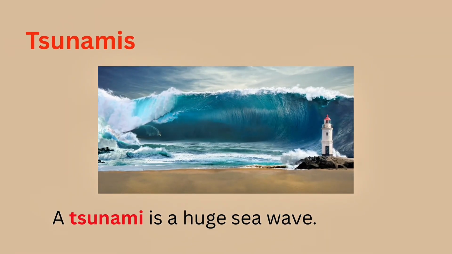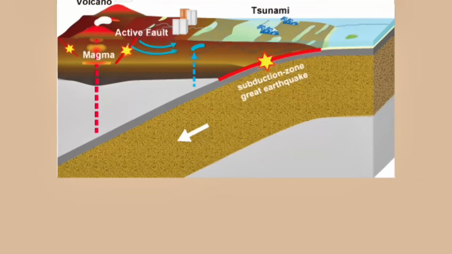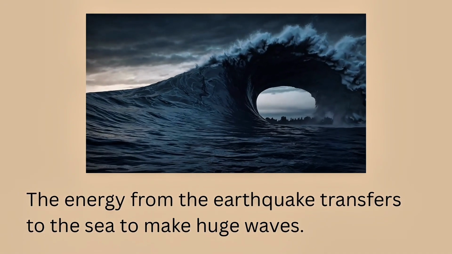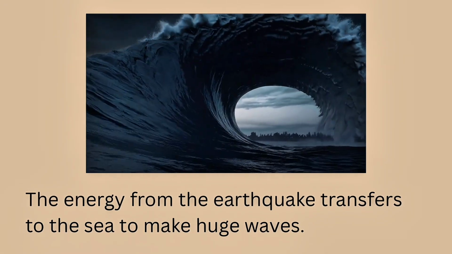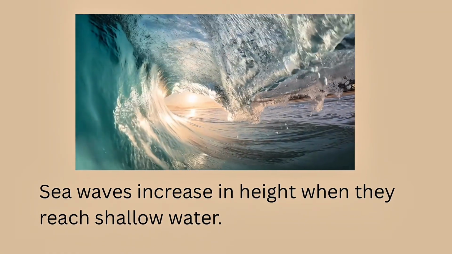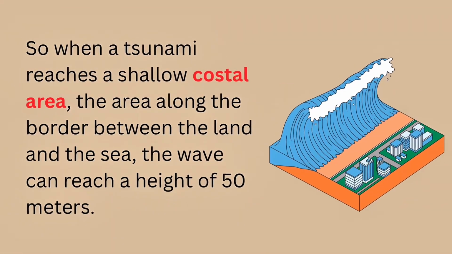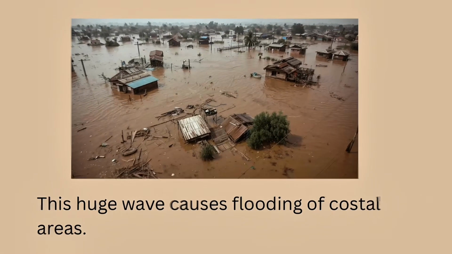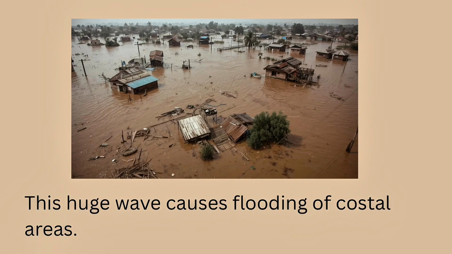Tsunamis. A tsunami is a huge sea wave. A tsunami happens when there is an earthquake or a volcanic eruption under the sea. The energy from the earthquake transfers to the sea to make huge waves. Sea waves increase in height when they reach shallow water. So, when a tsunami reaches a shallow coastal area, the area along the border between the land and the sea, the wave can reach a height of 50 meters. This huge wave causes flooding of coastal areas.